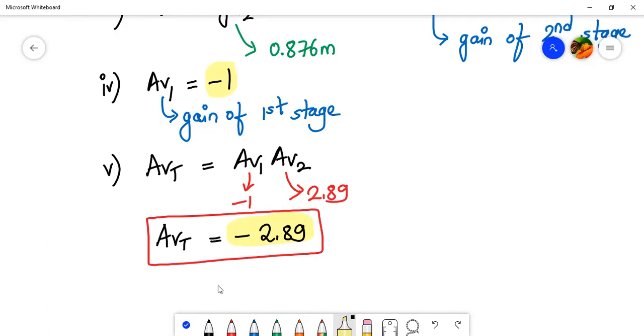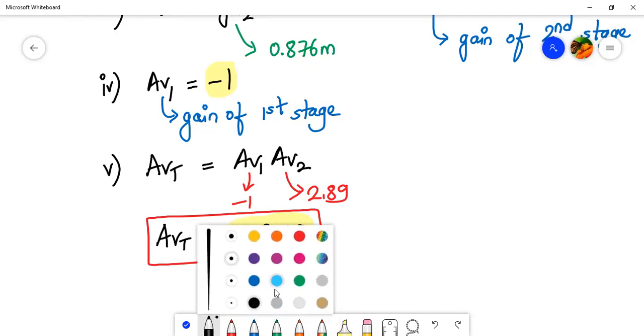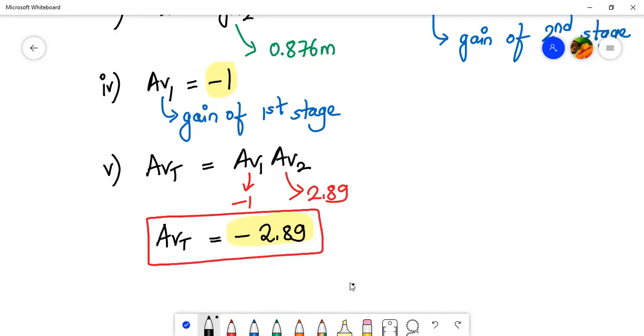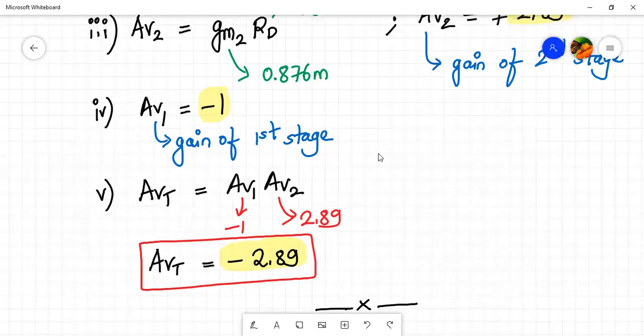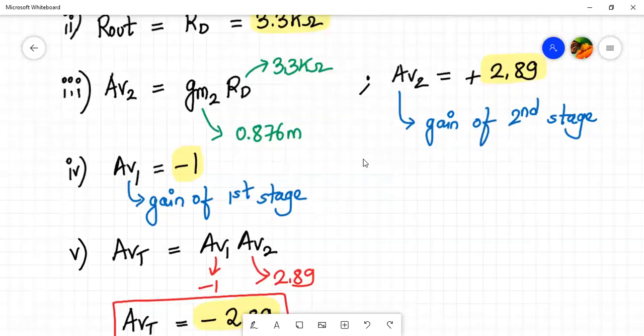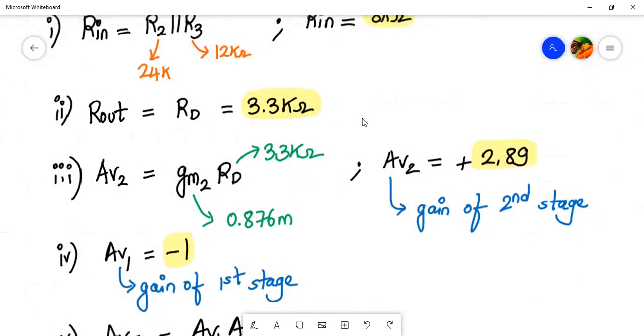We have successfully calculated the DC parameters of the circuit, all the terminal currents and voltages. Then we found the value of Rin, Rout, and finally we calculated the value of voltage gain. So with this, we come to the end of this numerical, and I think next time we will start with a new topic.